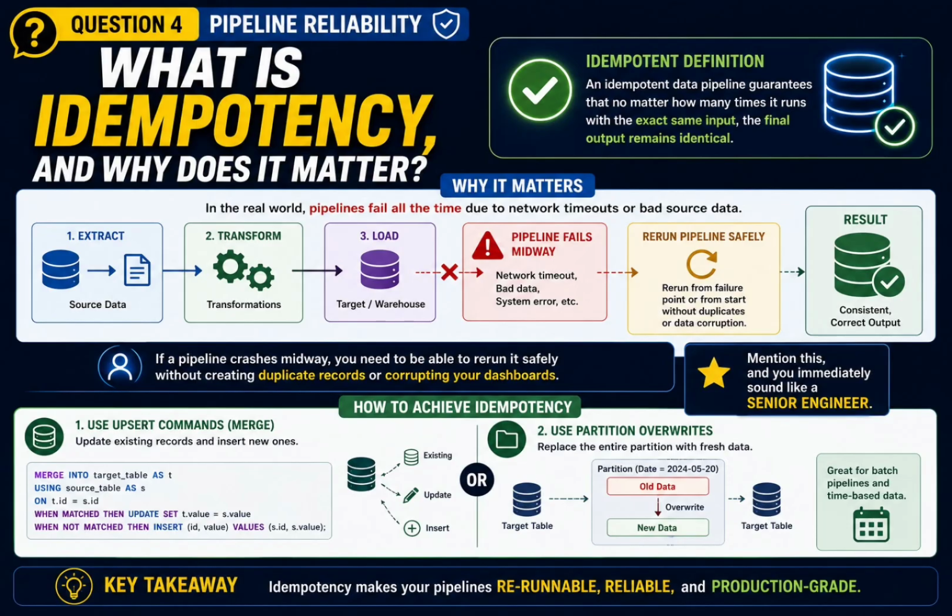In a real world scenario, pipelines fail all the time due to network timeouts or bad source data. If a pipeline crashes midway, you need to be able to rerun it safely without creating duplicate records or corrupting your dashboards. To achieve this, use upsert commands or partition overwrites instead of basic insert statements. Mention that and you immediately sound like a senior engineer.